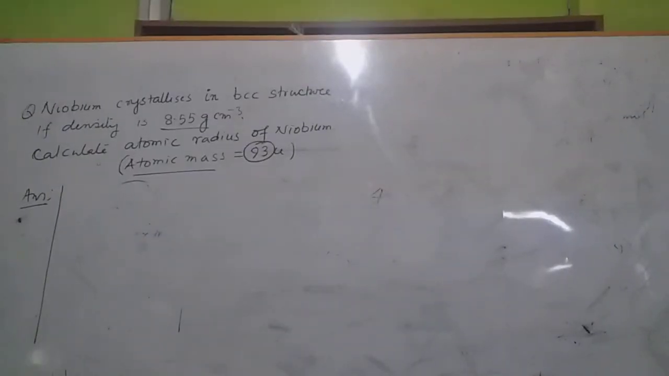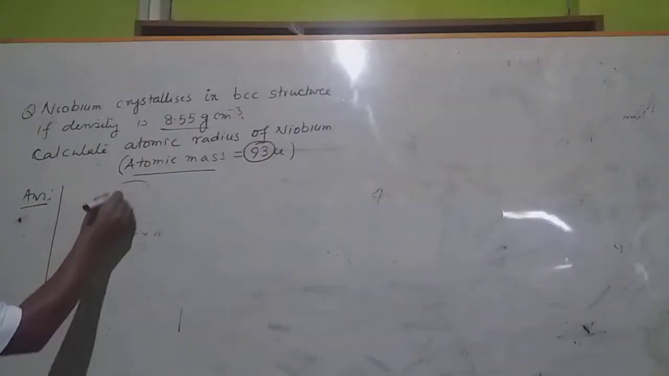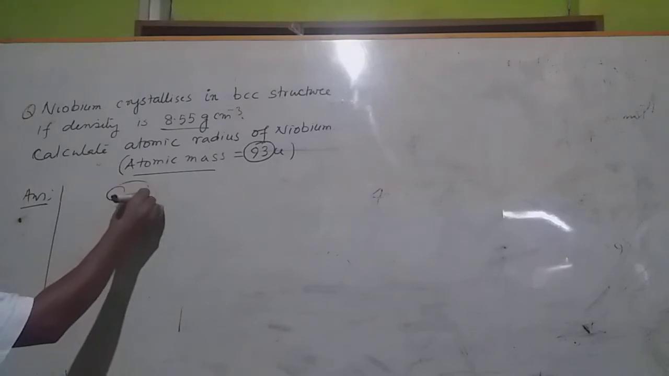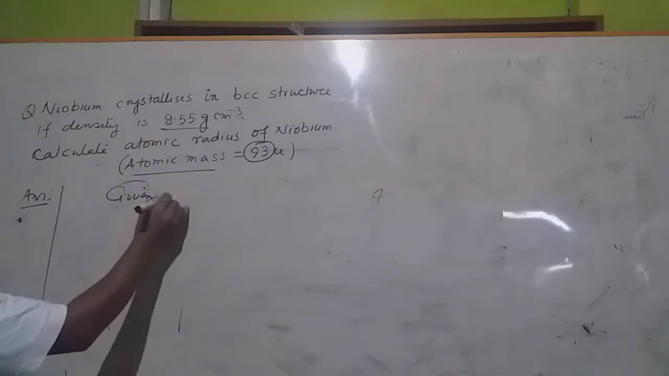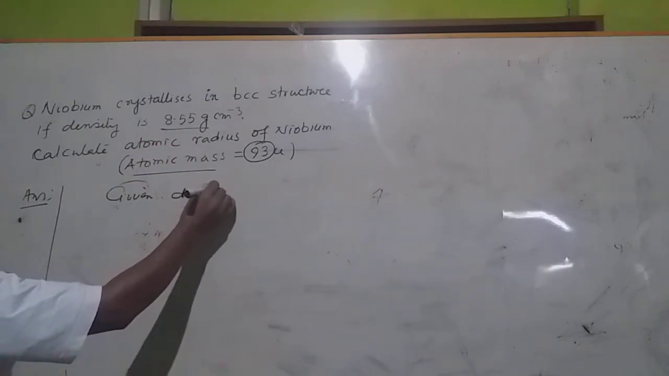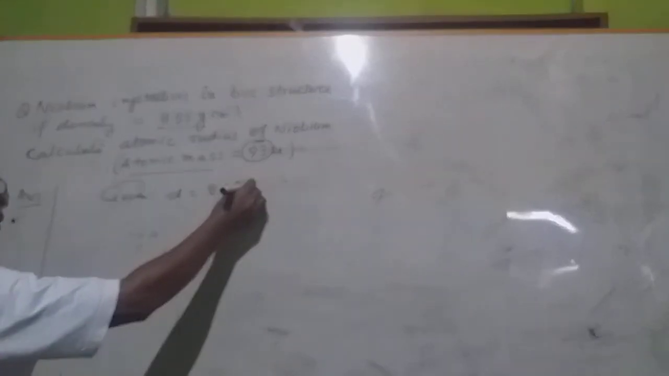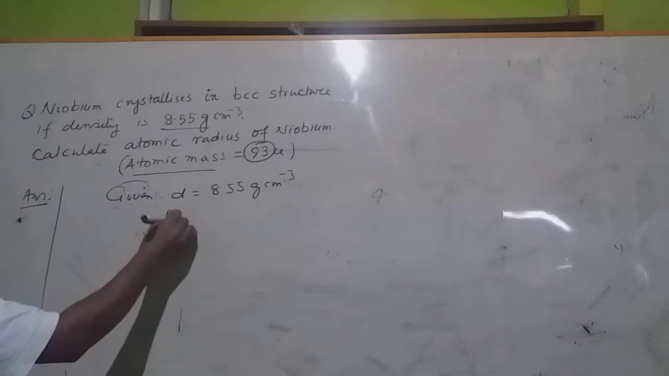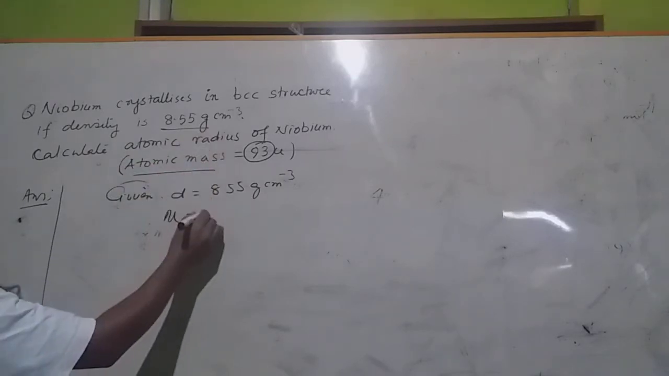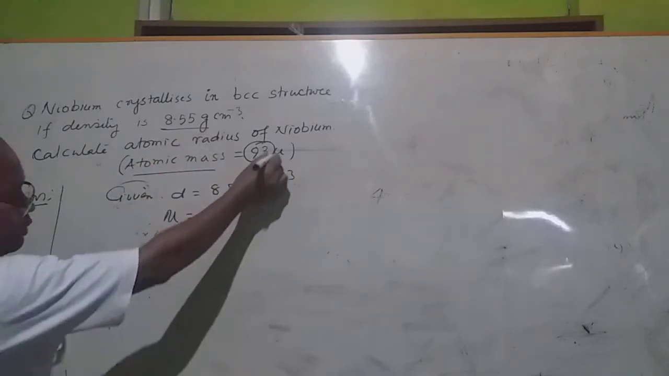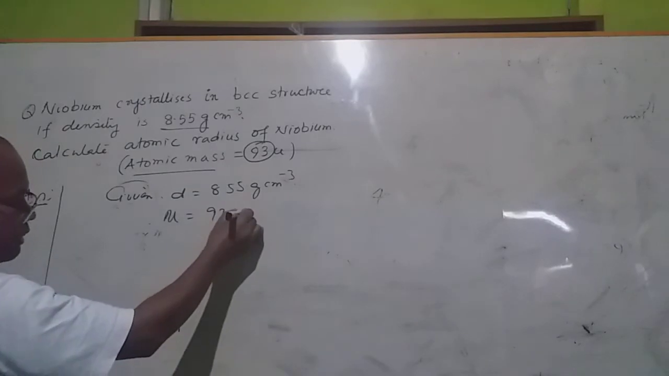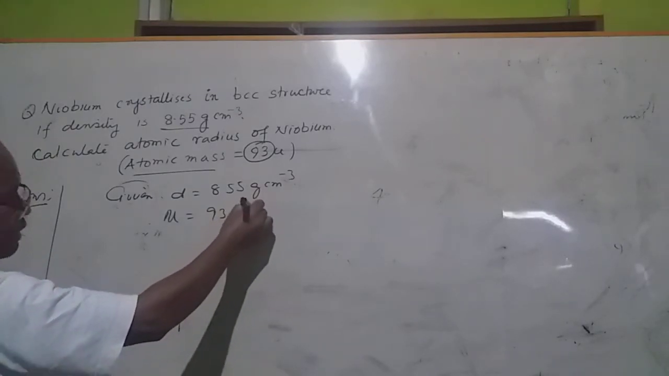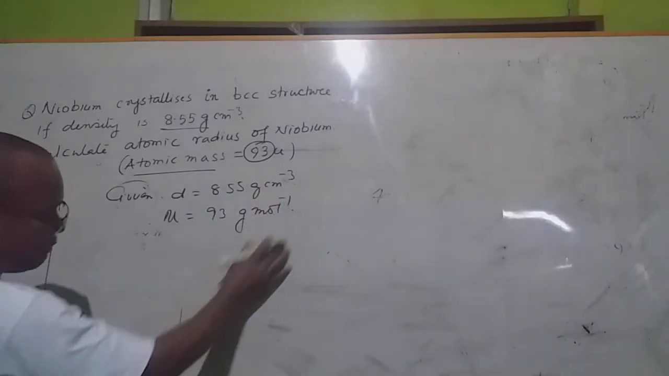Now here, these things are given. What are given? Number one, density. How much? 8.55 gram per centimeter cube. And what is the molar mass or atomic mass of the niobium? That is 93 u, where u means atomic mass unit, so we can convert it into grams per mole. We can write it in a more convenient way.